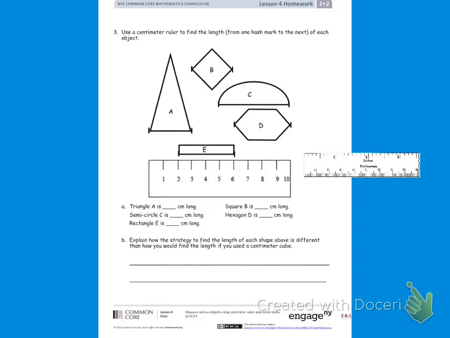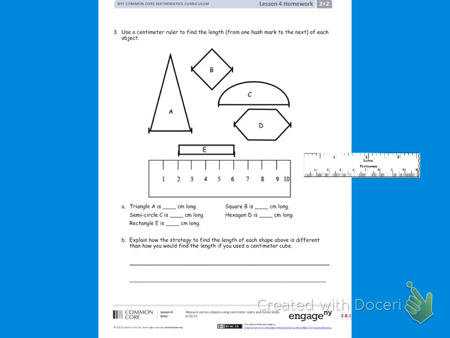Module 2, Lesson 4's objective will continue on this page. Students will measure various objects using centimeter rulers and meter sticks. For problem 3, the students should use a centimeter ruler to find the length from one hash mark to the next of each object. A hash mark is an up and down line, a slash mark.